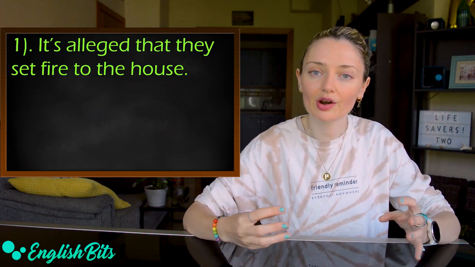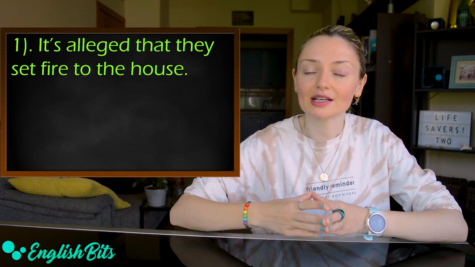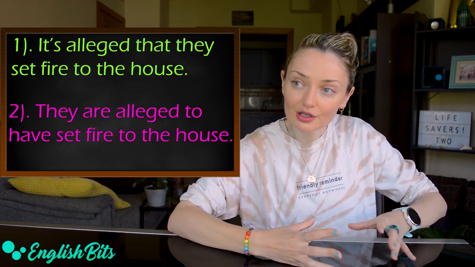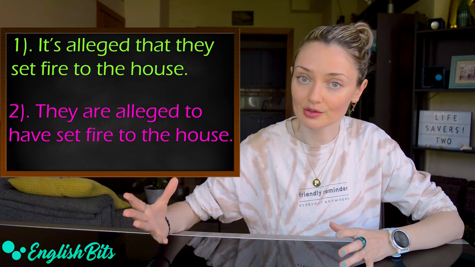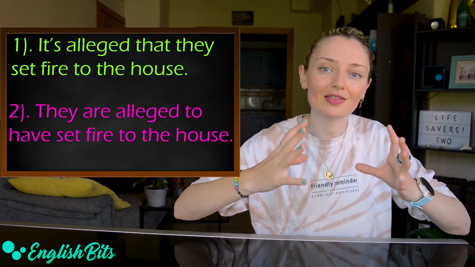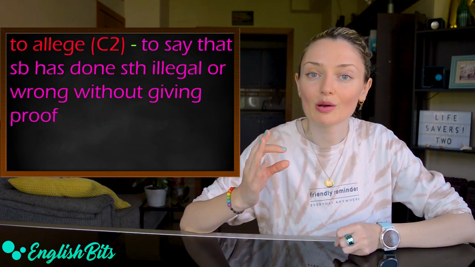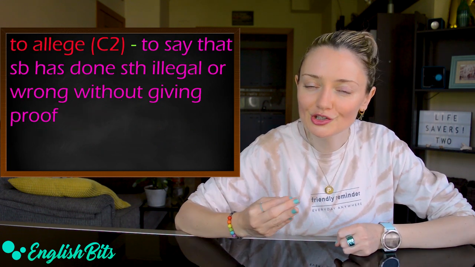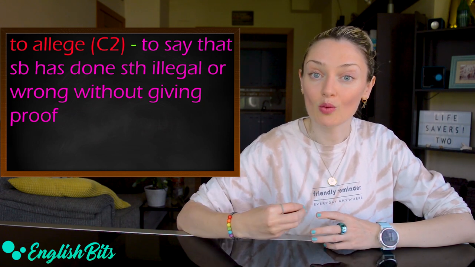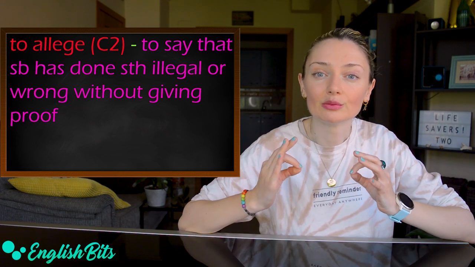And one more example here, it's alleged that they set fire to the house. And the second option here, we can start with they are alleged to have set fire to the house. And as we talk about the past, we need this have, to have set fire to the house. And by the way, the verb to allege is C2, and it means to say that someone has done something illegal or wrong without giving proof.